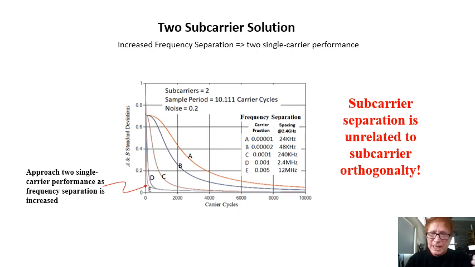The remaining curves have smaller separation, but can achieve the same estimation results with a larger number of samples. The point to be made here is that subcarrier separation, that is, successful demodulation of each subcarrier without interference from a neighbor subcarrier, is not related to the subcarrier orthogonality. Indeed, we can separate any two frequencies regardless of the spacing, so long as the sampling time is sufficiently long.